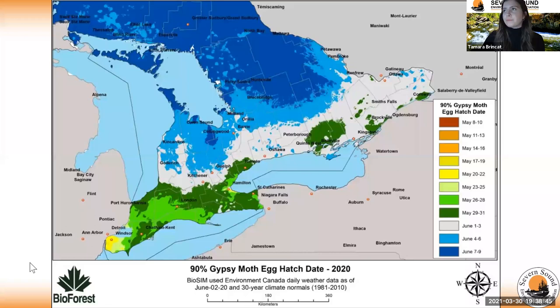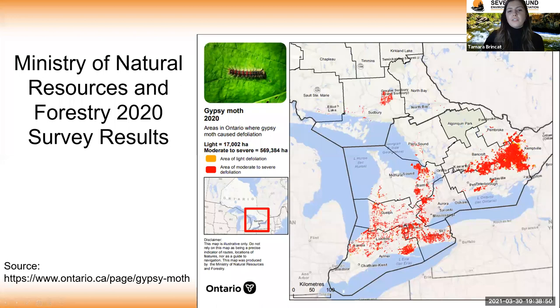The Ministry of Natural Resources and Forestry also has an annual forest health monitoring program. Through this program, they record and monitor major factors affecting forest health conditions, including insects and disease. For 2020, one of the specific species that they monitored was gypsy moth. They did so by completing aerial defoliation surveys and on-the-ground egg mass surveys. The specific results are published online, but I've included their map here. You're probably already aware that we experienced moderate to severe defoliation last year, and the map here confirms that.